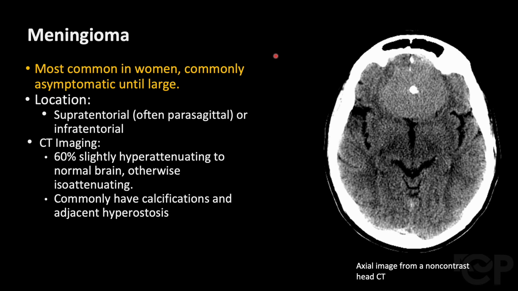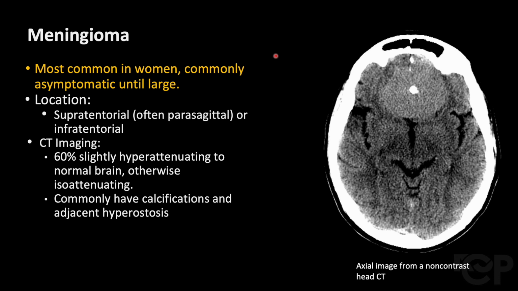These tumors can be supratentorial, meaning along the cerebrum, or infratentorial, meaning below the tentorium cerebelli, including structures such as the cerebellum or brainstem. However, they have a predilection for the parasagittal location, which is in the dural folds along the sagittal sinus on the superior portion of the brain.